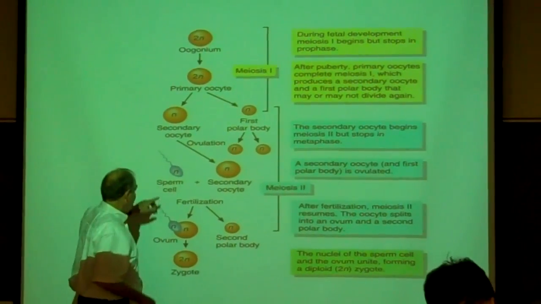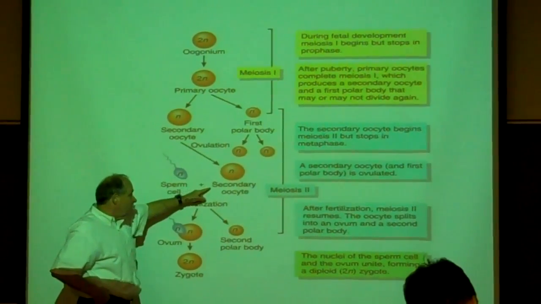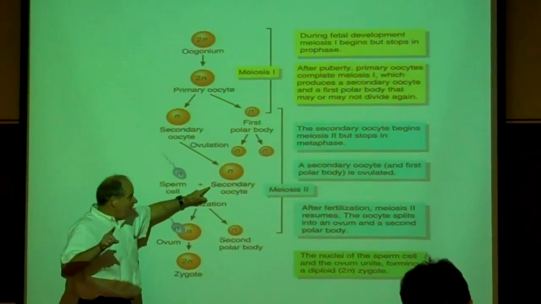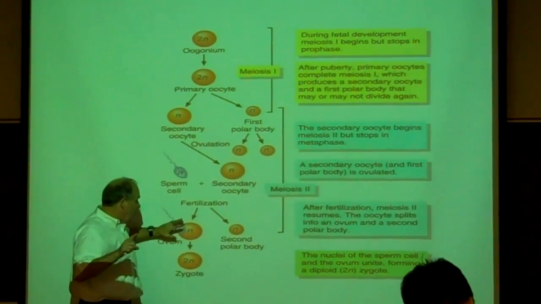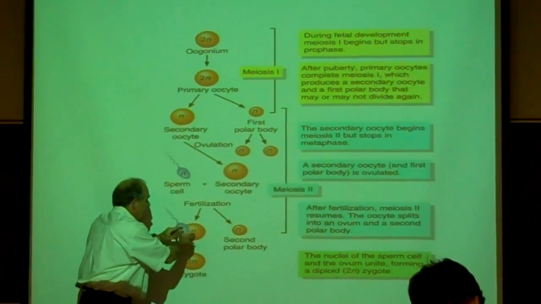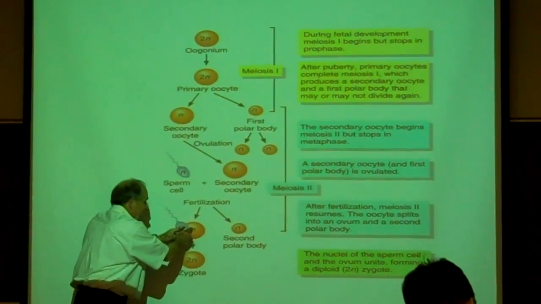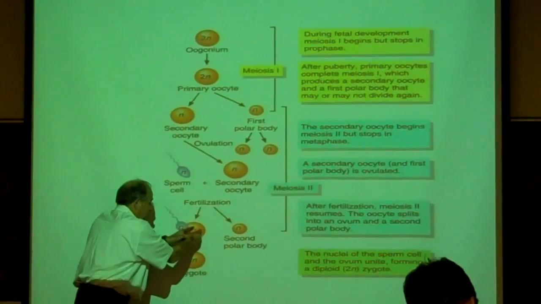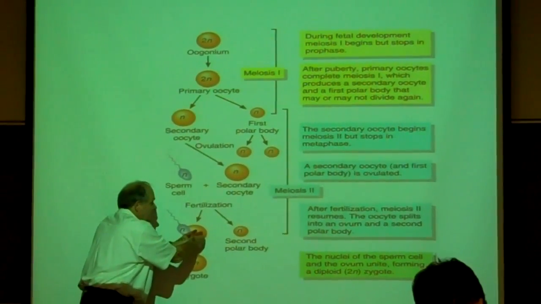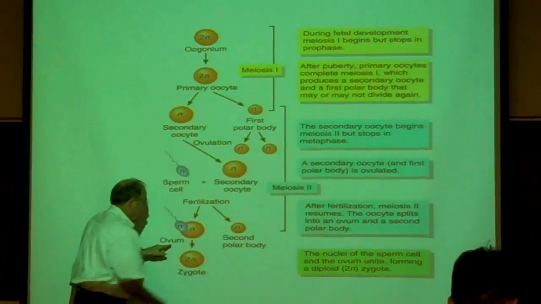Now the secondary oocyte, here's a sperm cell. Spermatozoa, sperm plus secondary oocyte. Okay? Secondary oocyte, fertilization occurs, this thing completes meiosis. Only if fertilization occurs does this thing divide again. This thing divides again by mitosis, releases a polar body, and this thing right here, see the word ovum?